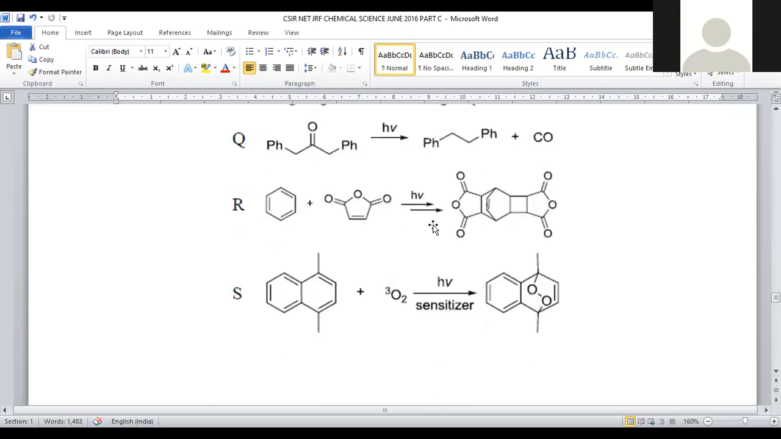When this kind of reaction, here a double arrow is indicated, what does this indicate? Several steps. It is a multi-step process, not the product in a single step, but carried out with several step reactions, and later the final product is obtained. So what kind of reaction it is, we have to depict. And here we are taking labeled oxygen molecule treated with naphthalene under hν conditions in the presence of a sensitizer.